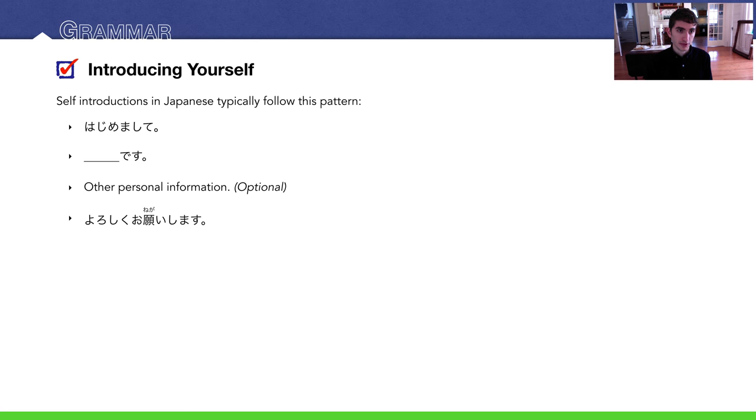Getting right into the grammar, how to introduce yourself. So, self-introductions in Japanese, you're going to be doing these a lot, okay? Typically, they start with the phrase, はじめまして. In English, right? Nice to meet you. Then you say your name. For me, I would say, Amejin desu. Hajimemashite. Amejin desu.